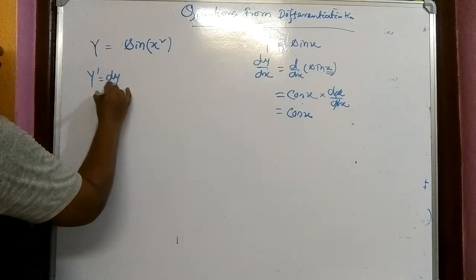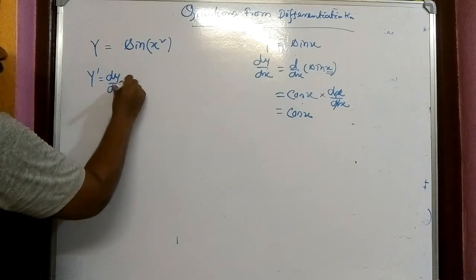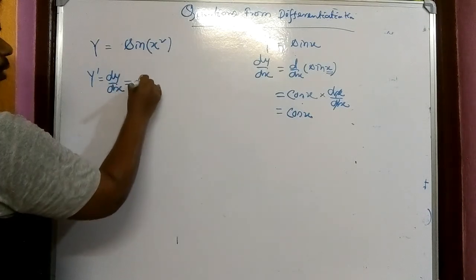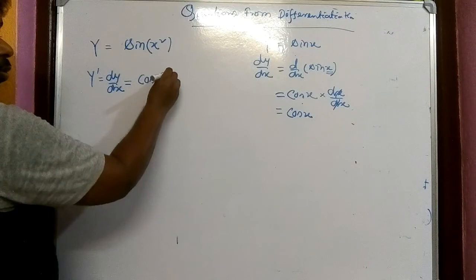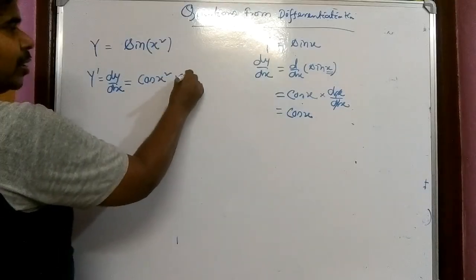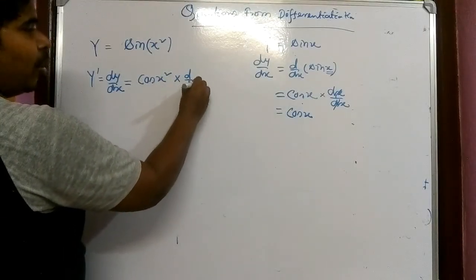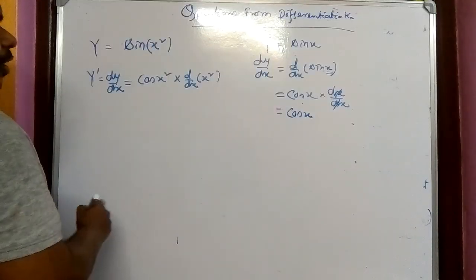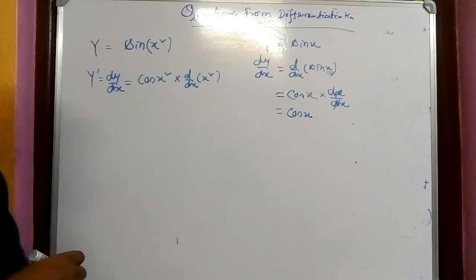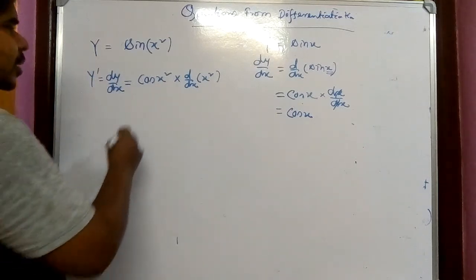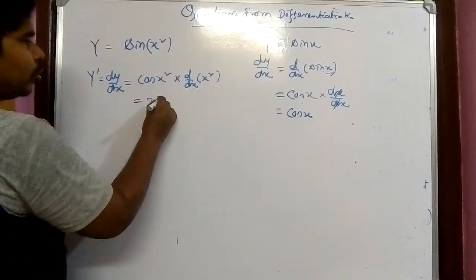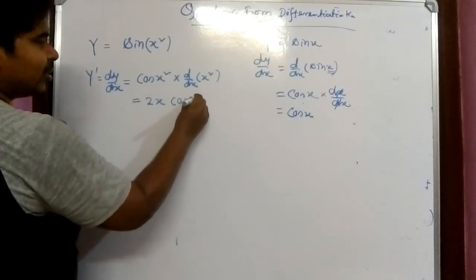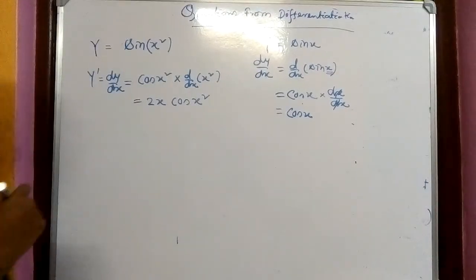y dash, that is dy by dx, is equal to sine x square, it will be cos x square into d dx of x square. So d dx of x square, we all know it is 2x. So the answer will be 2x cos x square.